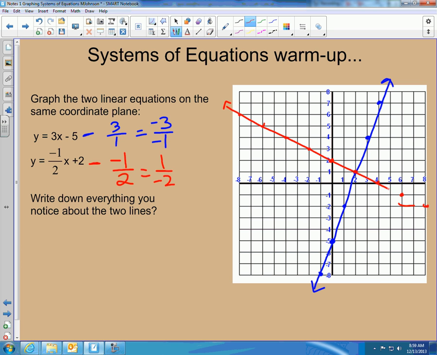All right, so we have graphed our two lines. So just write down everything you notice about the two lines. Just think about, what do you know about these two lines? What is interesting about these two lines? How do they interact with each other?